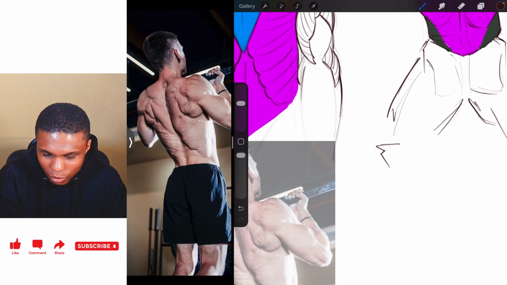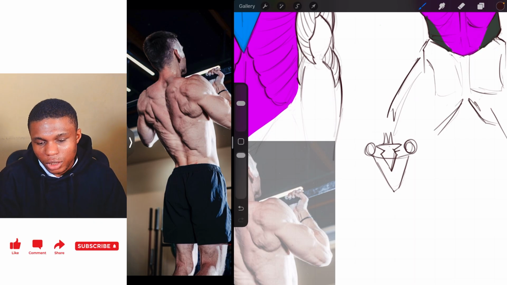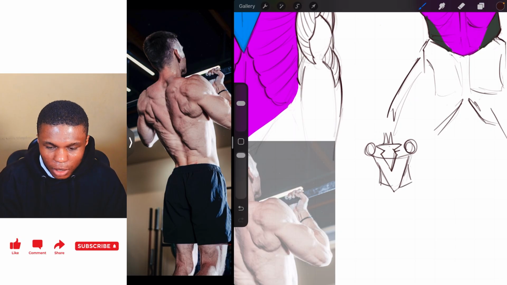The traps sort of go like this, and then they come out like this around the neck, and then we have the lats, right? And then we have the deltoid. These are the major shapes, of course, along with the external obliques. These are the major shapes that make up the back, right?